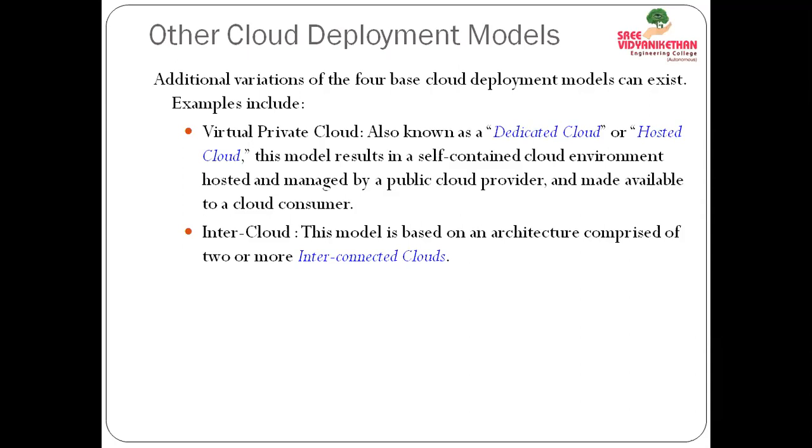Similarly, there can be interconnectivity of clouds, like cloud A and cloud B. You cannot directly connect cloud A with cloud B, so there should be some other cloud in between, like cloud C, which connects cloud A and cloud B. Remember, I am talking about the interconnectivity of clouds, not the connectivity of networks. I call that an intercloud deployment model. You got it? So this is about the deployment models.